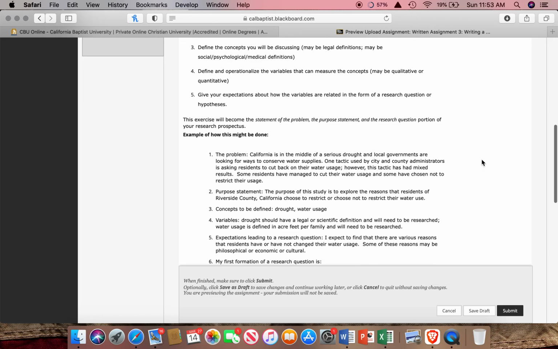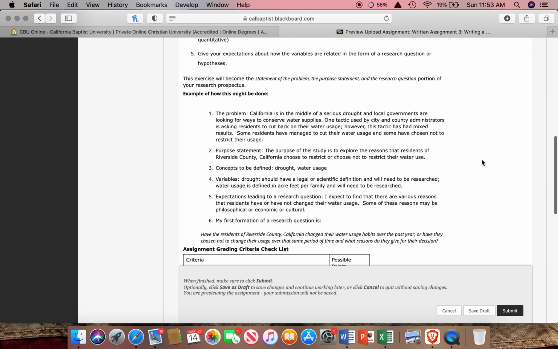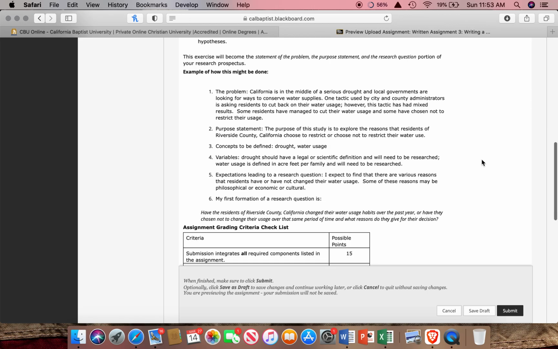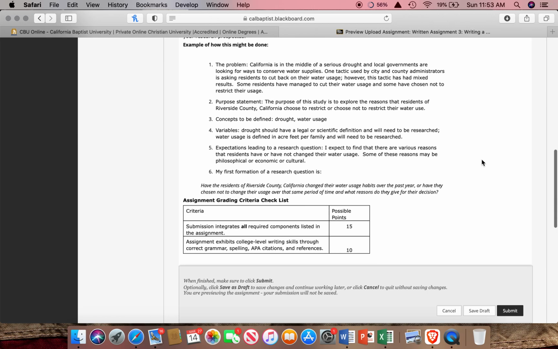This exercise will begin with the statement of problem, the purpose statement, and the research question portion of your prospectus. So here's an example. This is built on the drought situation that we were experiencing, a huge topic just a few years back. So the problem is California is in the middle of a serious drought, and local governments are looking for ways to conserve water supplies. One tactic used by cities and county administrators is asking residents to cut back on their water usage. However, this tactic has mixed results. Some residents have managed to cut their water usage, and some have chosen not to restrict their usage.